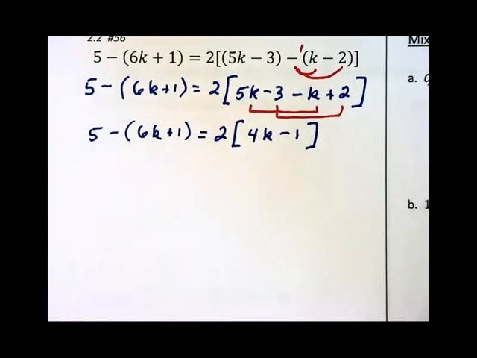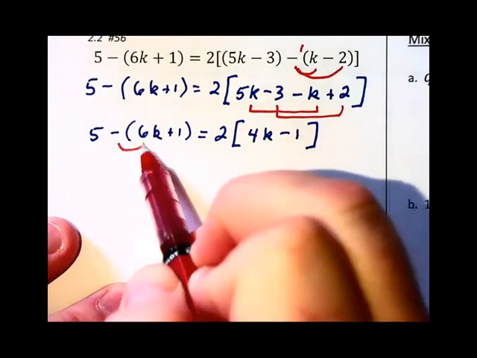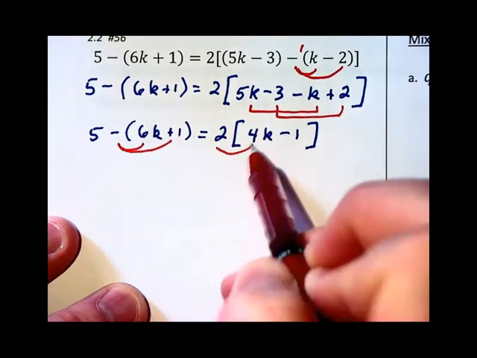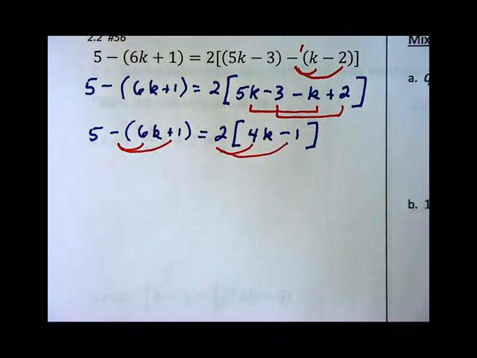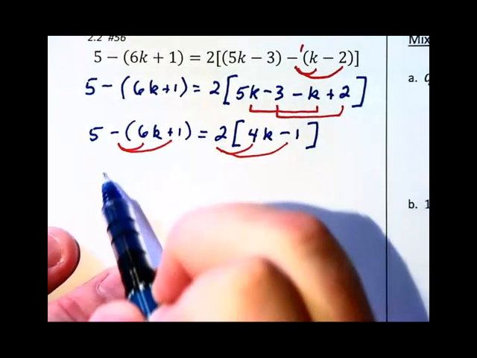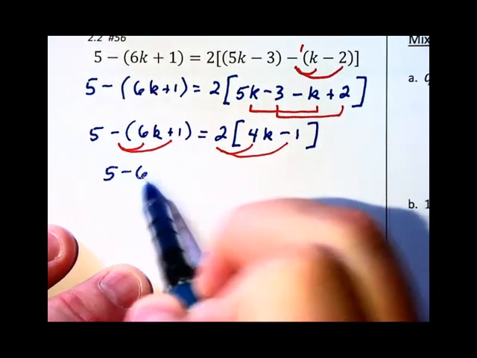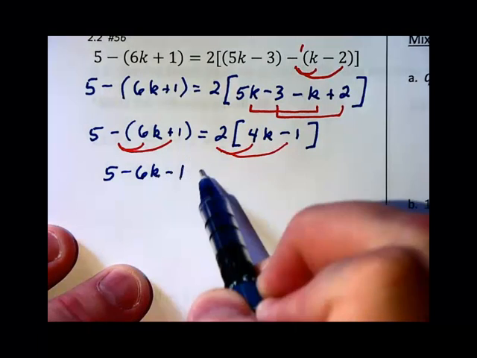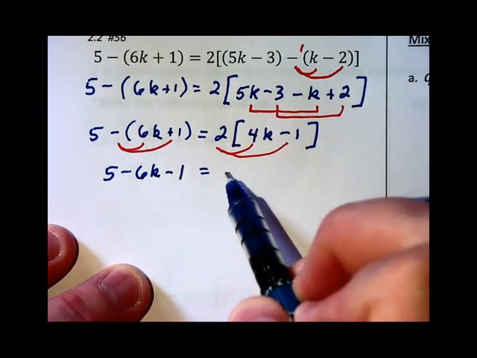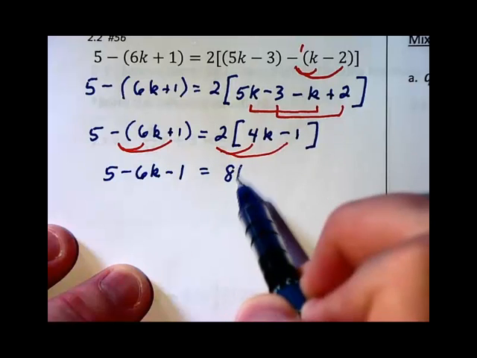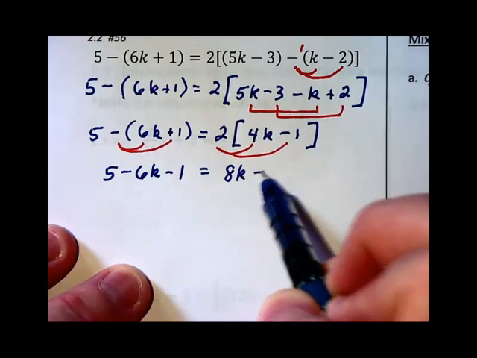Now I'm going to still continue to distribute to get rid of these parentheses and brackets. So on the left side I'm going to have 5 minus 6k minus 1 equals 2 times the 4k. That makes 8k, and 2 times the -1 makes -2.